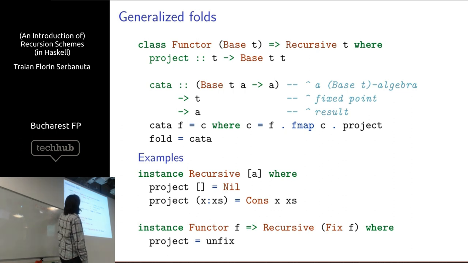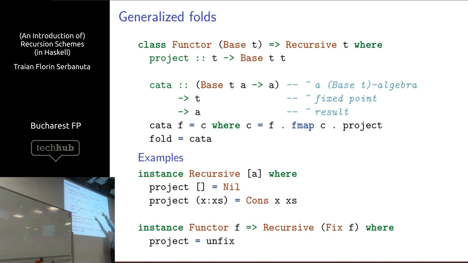This is kind of giving me a co-algebra, if you think. But then we have this kata, and you know that I wrote here that fold is kata. It's called kata because, in category theory, the unique morphism from the initial algebra to any other algebra is called a kata morphism. And the guy who implemented this liked category theory. But we see that it's exactly the signature for fold.